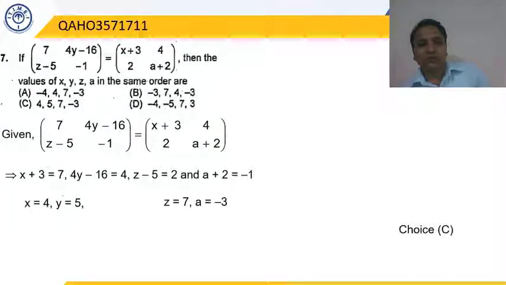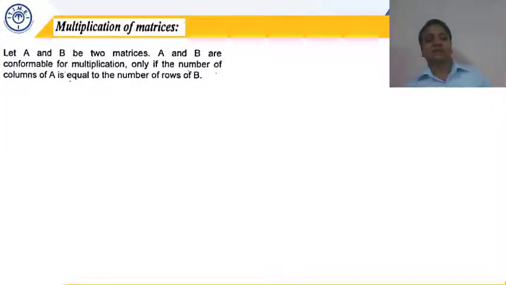Then moving to the next question, it's multiplication of matrices. Let A and B be two matrices. A and B are conformable for multiplication only if the number of columns of A is equal to the number of rows of B. That's the first basic criterion to multiply. Suppose A is an m by n matrix and B is an n by p matrix. The number of columns of A is n, and the number of rows of B is n. They are the same, so we can multiply and we get a final matrix of order m by p.